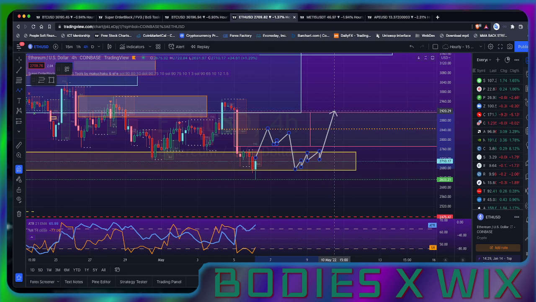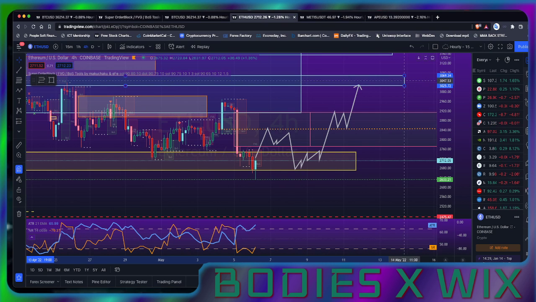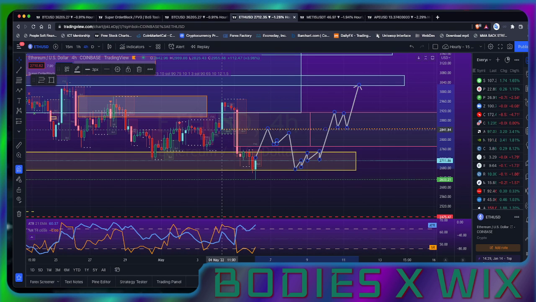And then eventually come back up, and then hopefully break these highs up here. And that would be this fair value gap right here, coming all the way over. That's what I would be looking for in ETH. So if you wanted a quick scalp, again, I would look for this bearish order block.